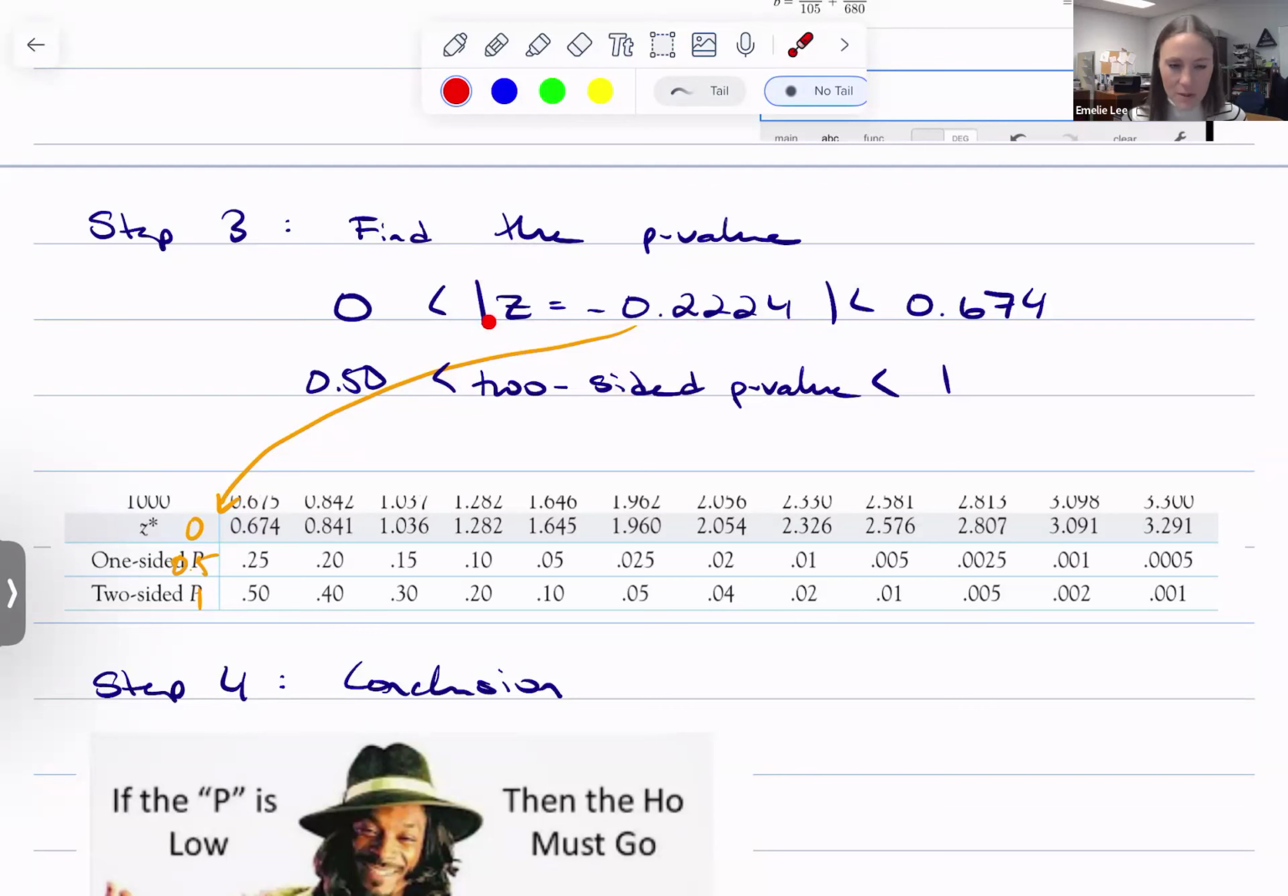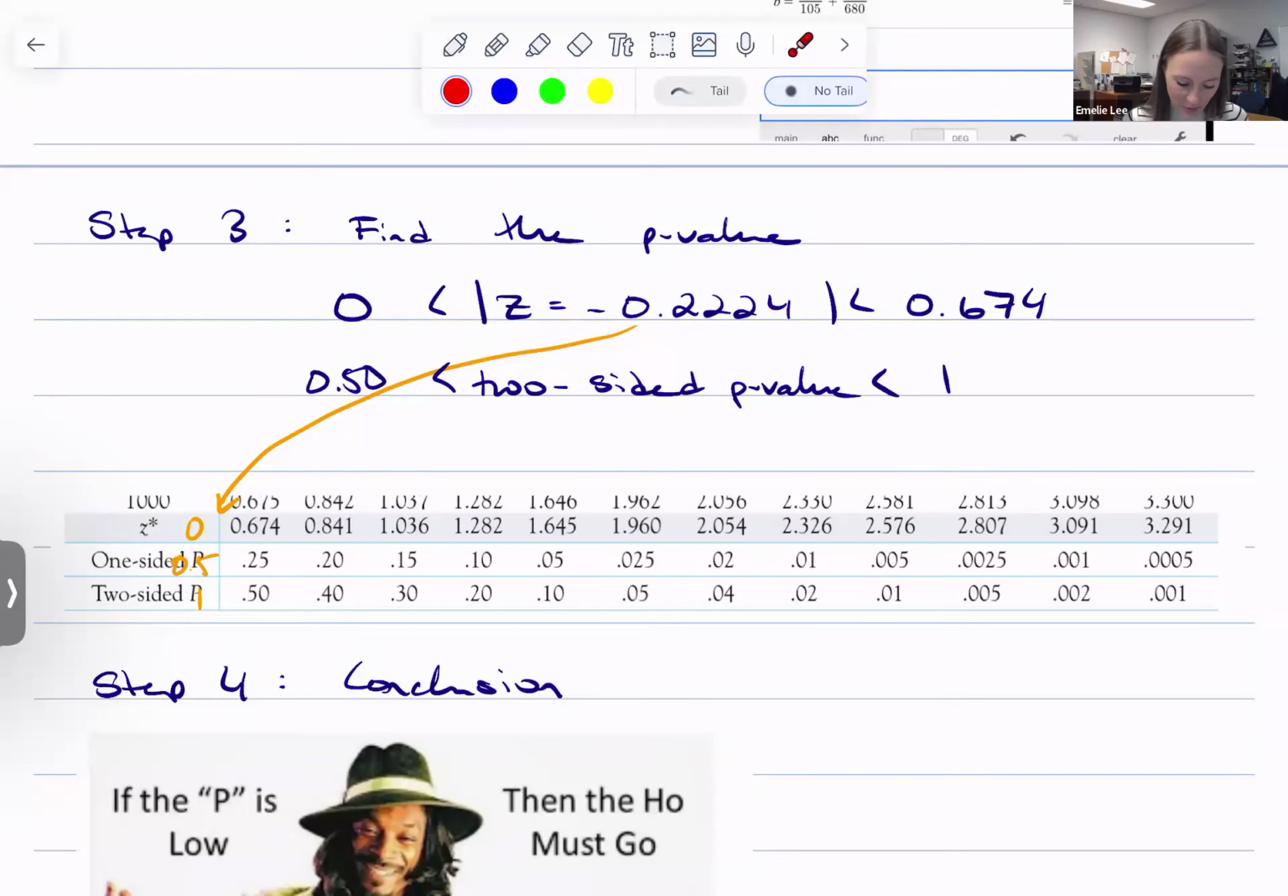So we take the absolute value of z equal to negative 0.224, which is what we calculated. And we find when we try to place that on this z star line, we find that it falls somewhere between 0 and 0.674. That's fine. Which means our two-sided p-value, why is it two-sided?